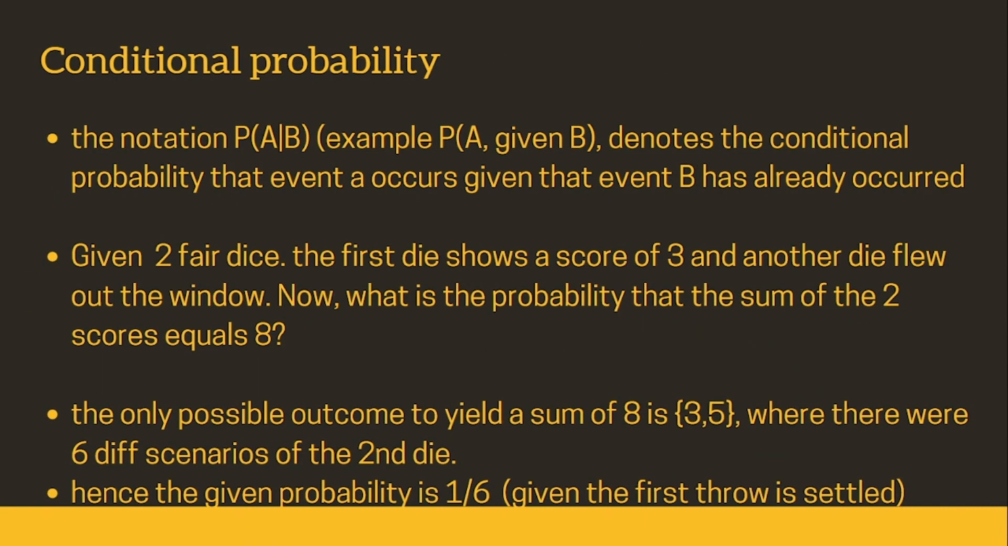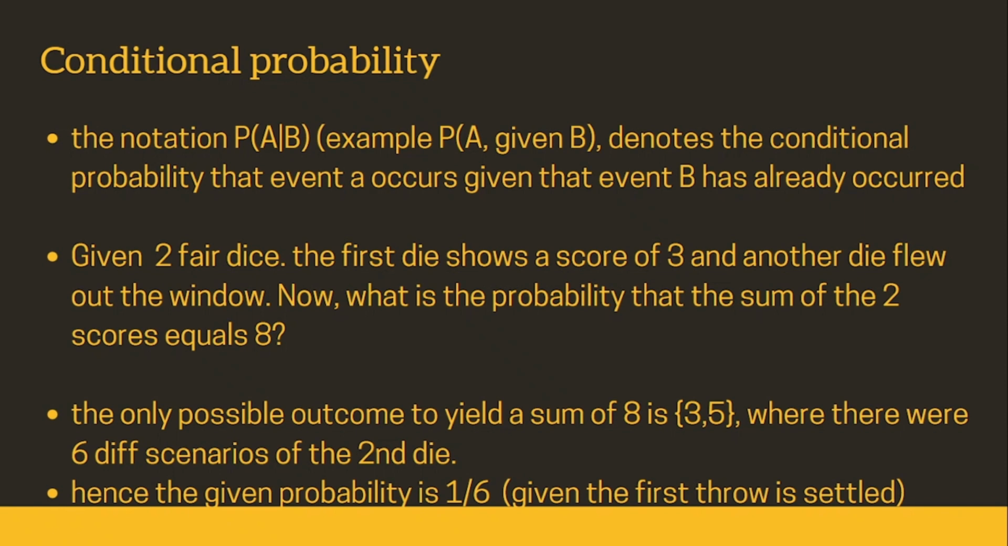Then next will be about conditional probability, which is given by the notation P(A|B), which basically means the probability of A given that B has already happened. So in this case, let's say we are given 2 fair dice. The first die shows a score of 3, and the other die, let's say, flew out the window. Now you need to find the probability that the sum of the 2 scores equals 8.